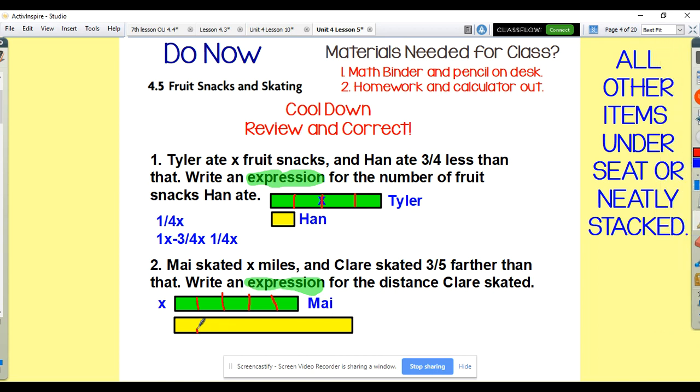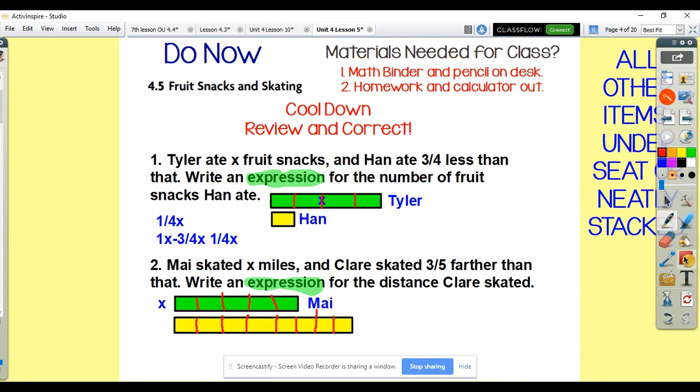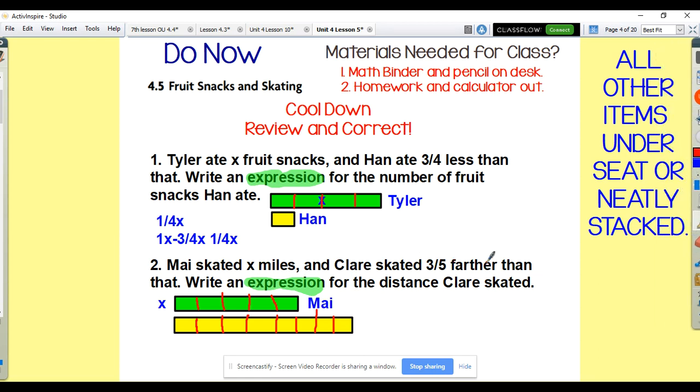And then looking at this, this is X, that's 1/5, 2/5, 3/5, 4/5. That's 5/5. That's my 5. And then 3 more. So these are getting a little small and I apologize, but it's good enough. You'll get the point. So plus 3 more because Claire skated 3/5 farther. So these are the fifths, 1, 2, 3, 4, 5. She skated 3/5 more. So that's the 3/5 more.